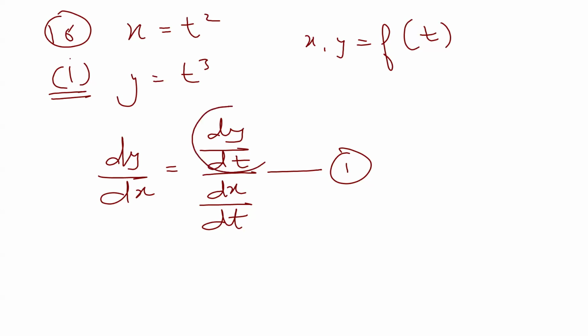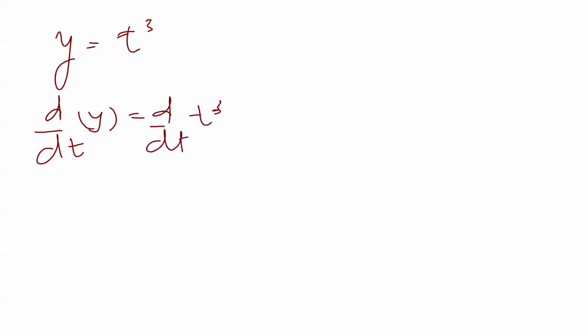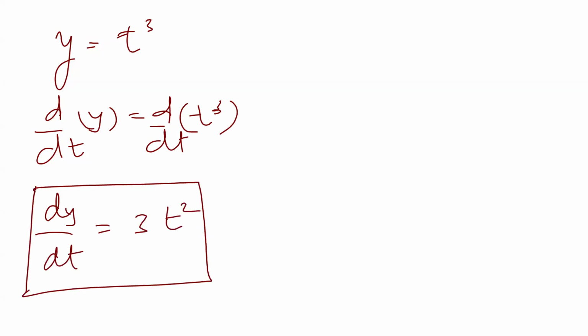So we are supposed to find out first dy by dt. What is y? y is equal to t cube. So d by dt, differentiate with respect to t on both the sides. So dy by dt, we are differentiating with respect to t. This is your dy by dt.